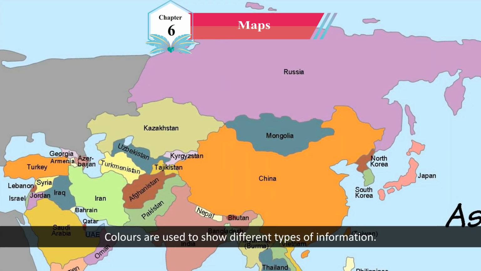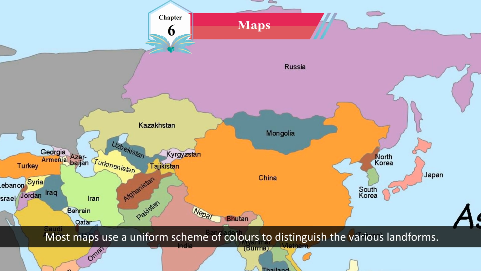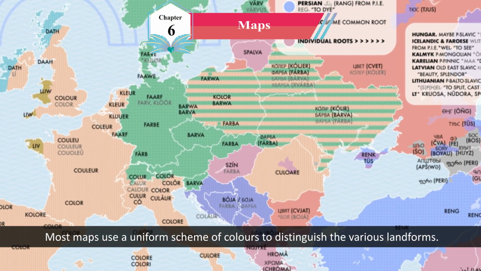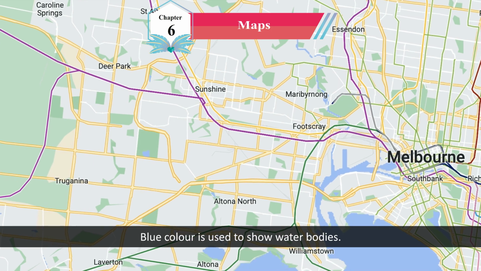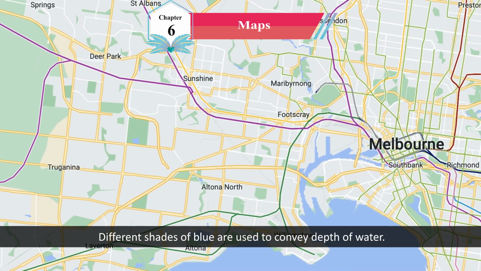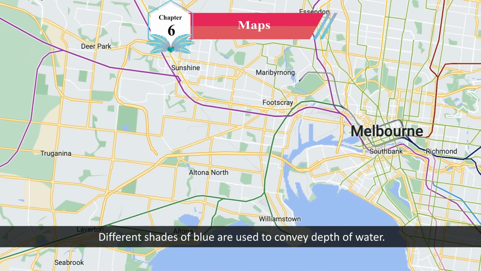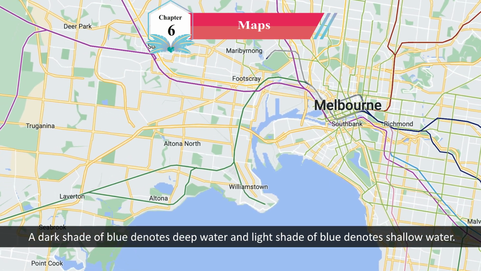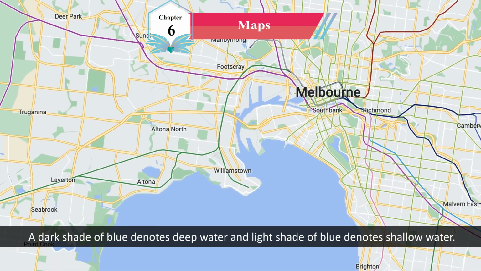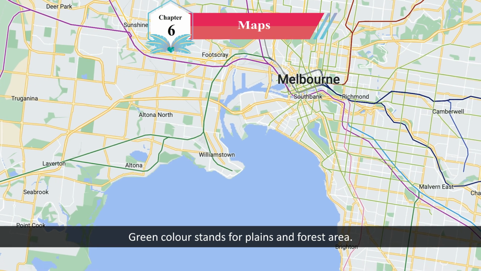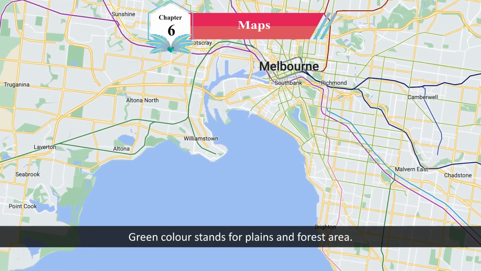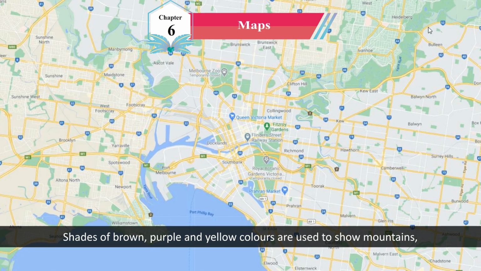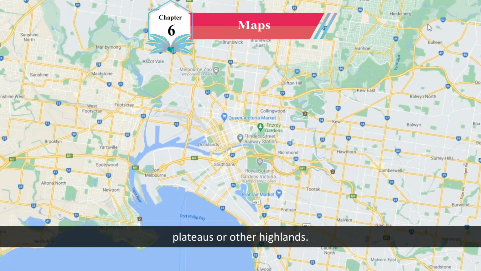Colors. Colors are used to show different types of information. Most maps use a uniform scheme of colors to distinguish the various landforms. Blue color is used to show water bodies. Different shades of blue are used to convey depth of water. A dark shade of blue denotes deep water and a light shade of blue denotes shallow water. Green color stands for plants and forest area. Shades of brown, purple and yellow colors are used to show mountains, plateaus and other highlands.